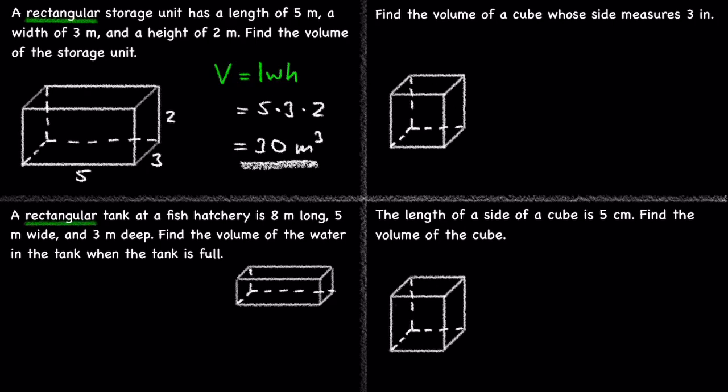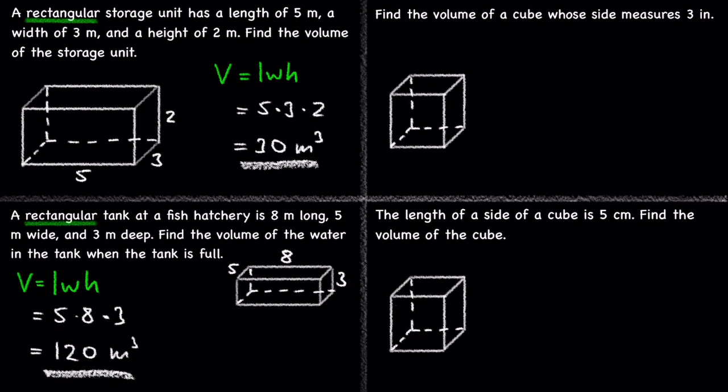A rectangular tank at a fish hatchery is 8 meters long, 5 meters wide, and 3 meters deep. Find the volume of the water in the tank when the tank is full. Again, a rectangular tank has the form of a rectangular prism. To find the volume of the water in the tank, we have to multiply each side of the tank with each other. Five times 8 is 40, times 3 is 120. So the volume of the tank is 120 cubic meters.